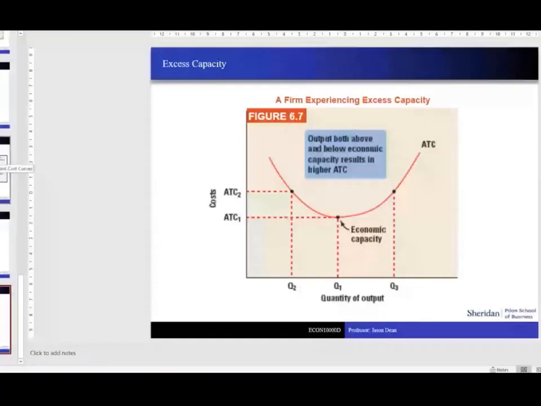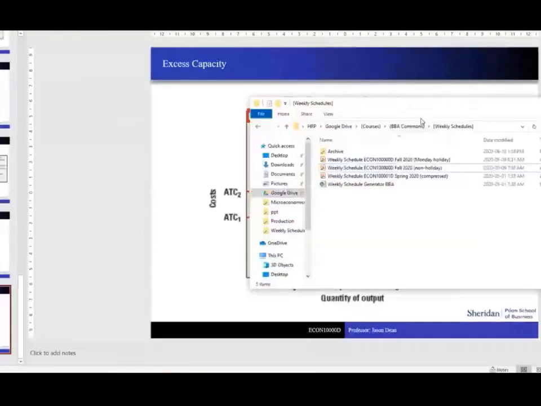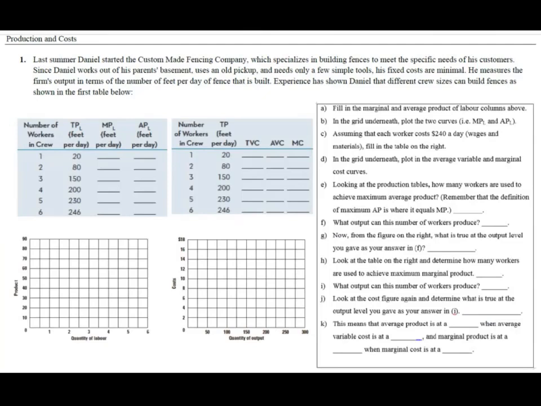Now it's best to do some practice questions because we're going to be using these cost figures later, and we're going to use them to calculate profit and other things. So let's do our in-class exercise. Okay, so let's get started here.